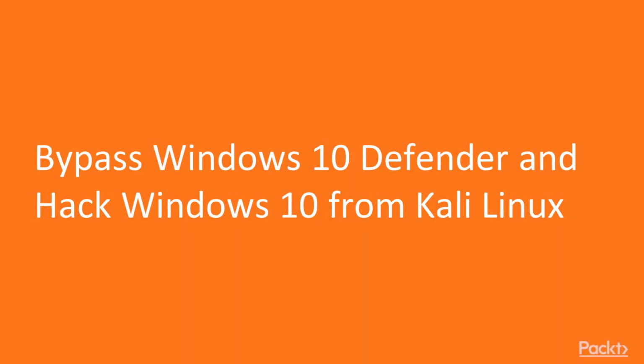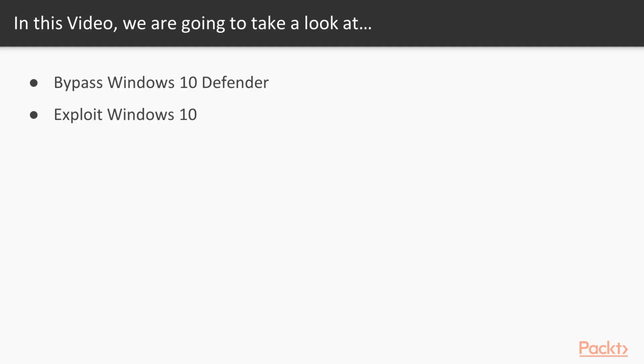Bypass Windows 10 Defender and hack Windows 10 from Kali Linux. In this video we are going to take a look at a couple of points. First of all, we will learn how to bypass Windows 10 Defender and then how you can exploit the complete Windows 10. To perform this attack, we need to open Kali Linux operating system and Windows 10 in VMware Workstation.